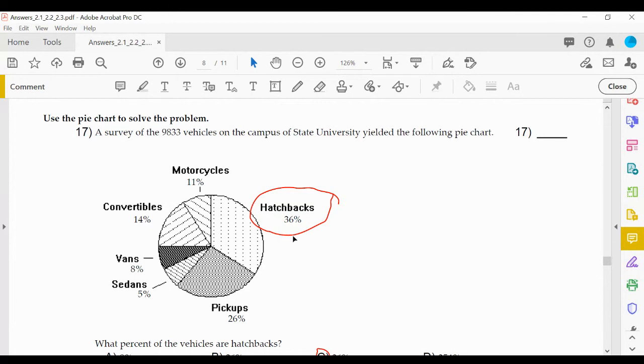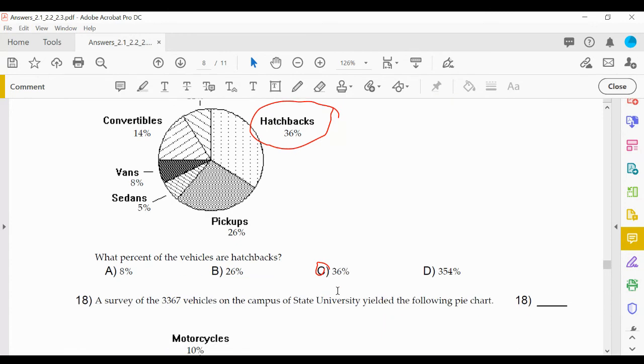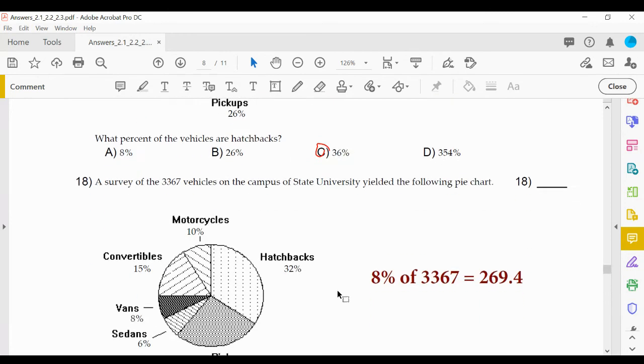Out of the 9,833 vehicles on the campus of State University, yielded the following pie chart. And you can just see it simply asks us, what's the percent of vehicles that are hatchbacks? Well, there it is, hatchbacks, 36%. I'm not sure why that's even there.